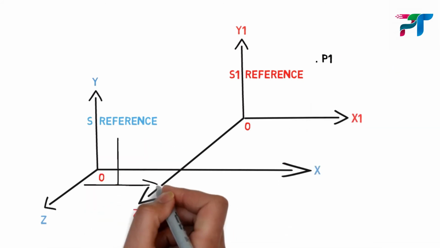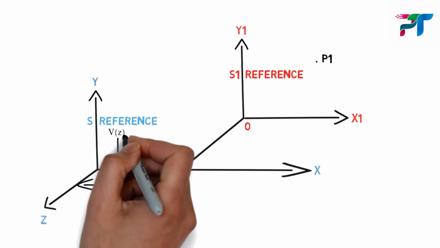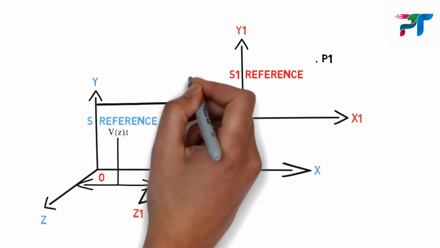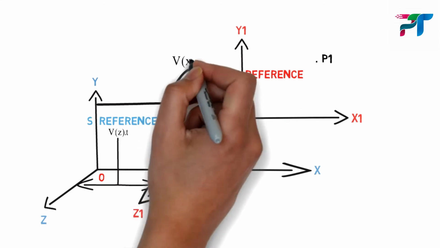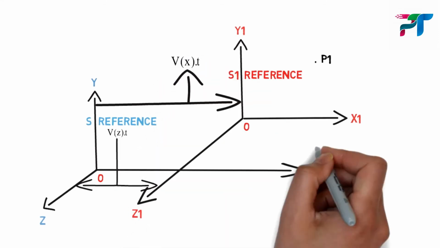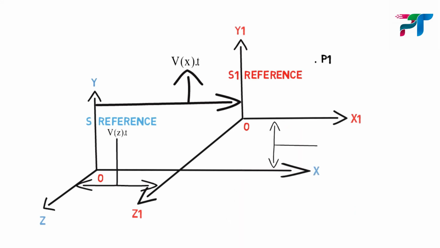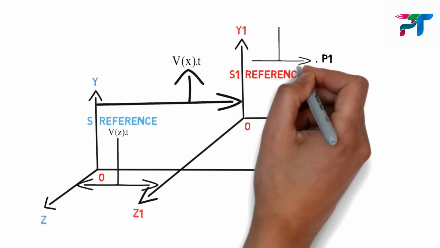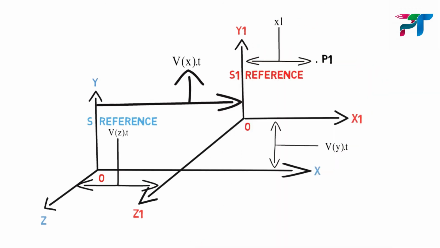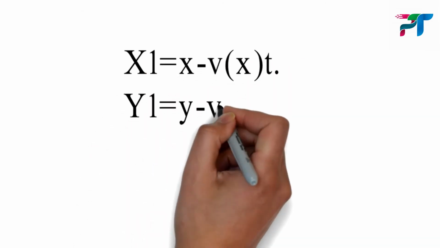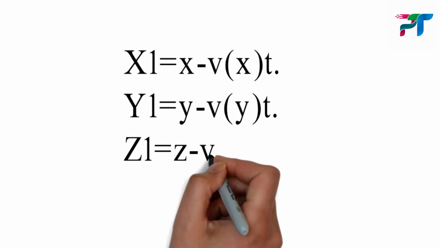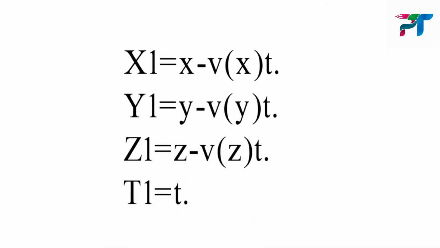The distance between the two references in z direction is bzt and that in x direction is bxt, and similarly in y direction it is byt. The distance of the event P from the frame of S1 is x1. So we can write x1 equal to x minus bxt, y1 equal to y minus byt, z1 equal to z minus bzt, and t1 equal to t.